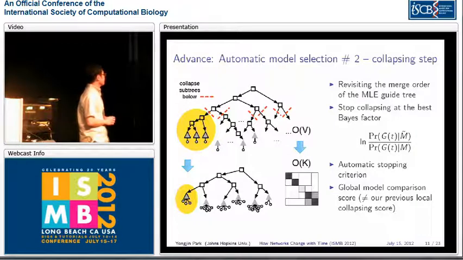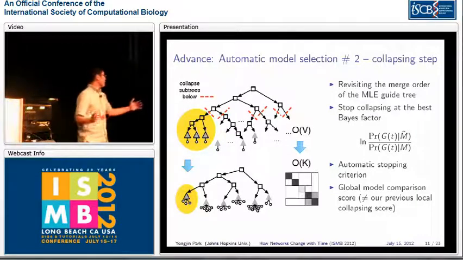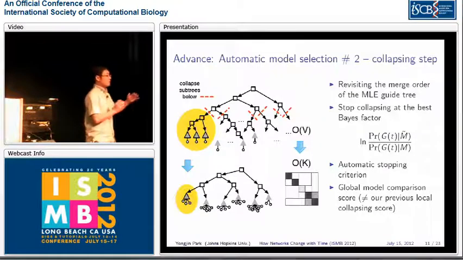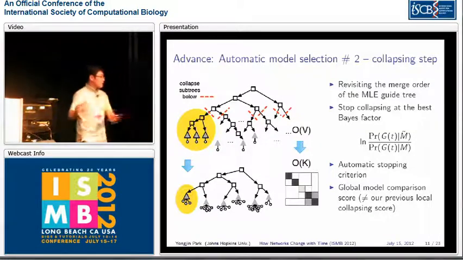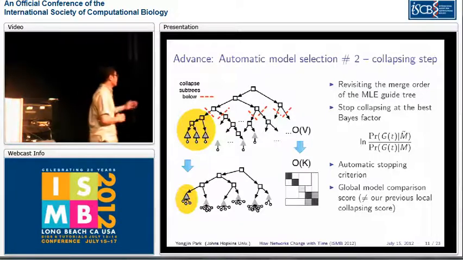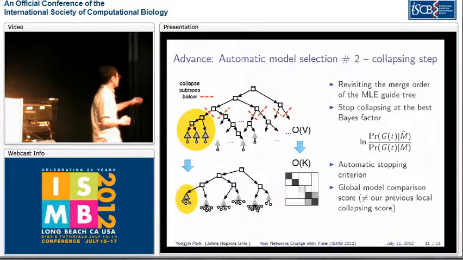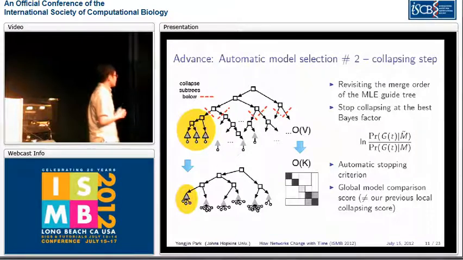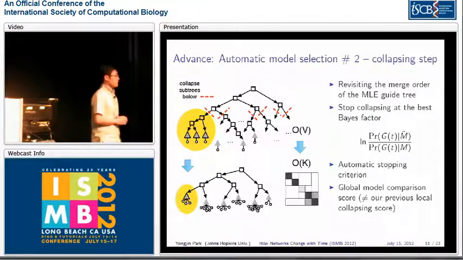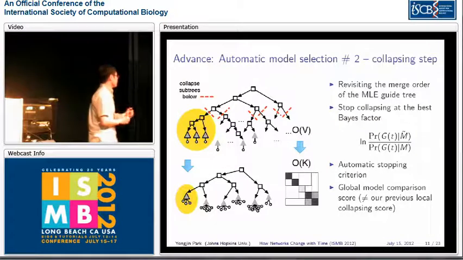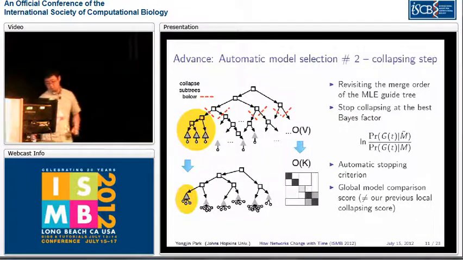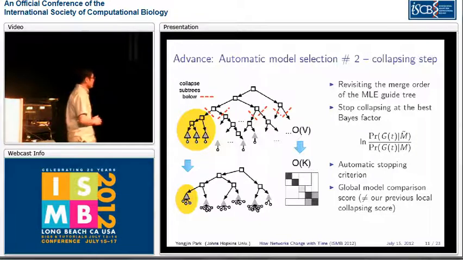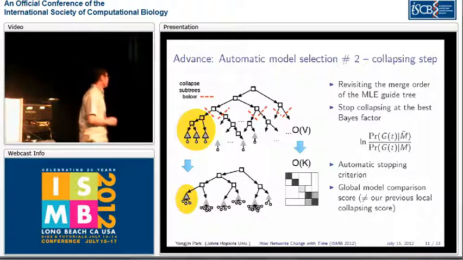By the merging order, we get a nice spectrum of model comparison, starting from the full matrix itself and going to the fully branching hierarchical model. Following this merge order, we measure the Bayes factors. The Bayes factor marginalizes the parameters, so we try to avoid overfitting to the data set. This actually gives us a nice automatic stopping criterion, and then we can compute a global model comparison score. Finally, we get a much smaller, reduced model complexity of O(K).